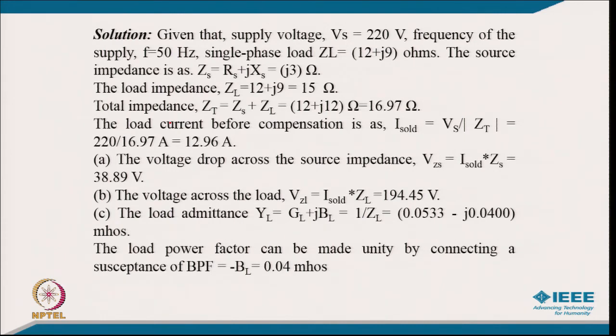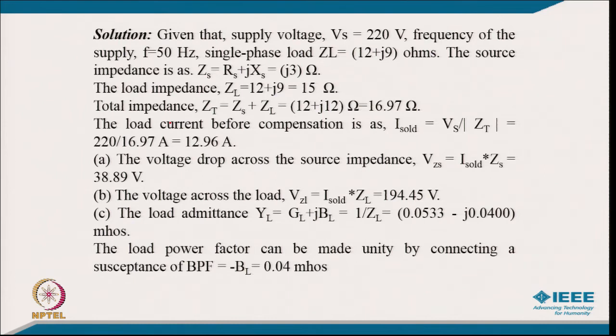Now, let us come to the other part, calculating the compensation. You can call it the compensator rating, which I have to keep in parallel with the load to maintain the voltage regulation. So, now we go to the load admittance, GL plus JBL, 1 upon ZL, and you can get the value of admittance 0.0533 minus J0.0400 mho, because admittance will always be in mho. The load power factor can be made unity by connecting the susceptance of this compensator for power factor correction.